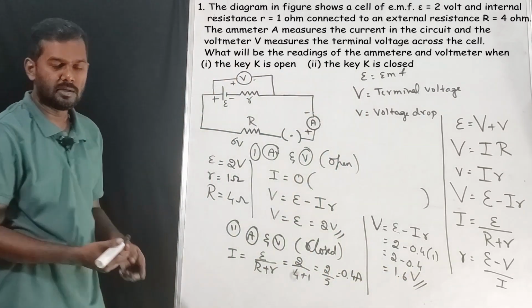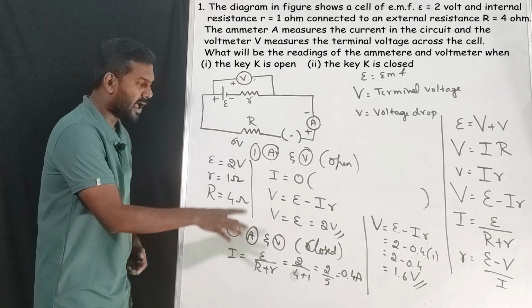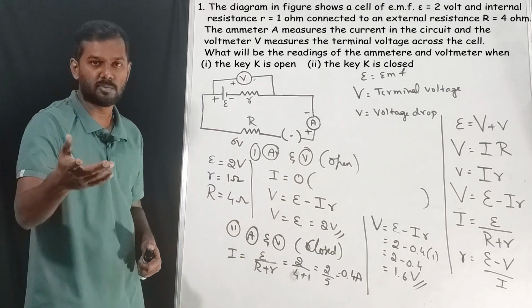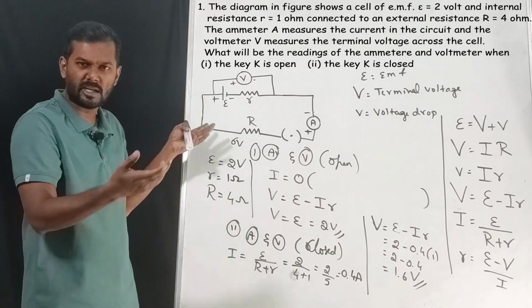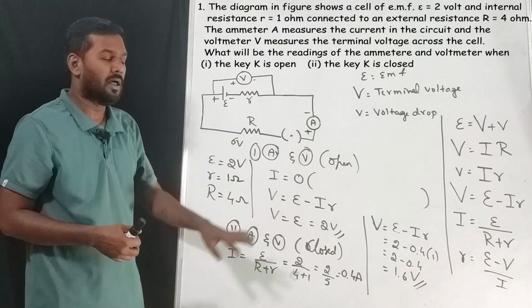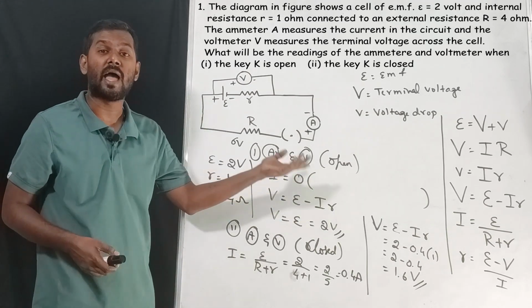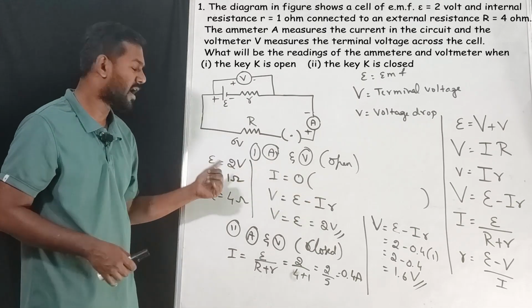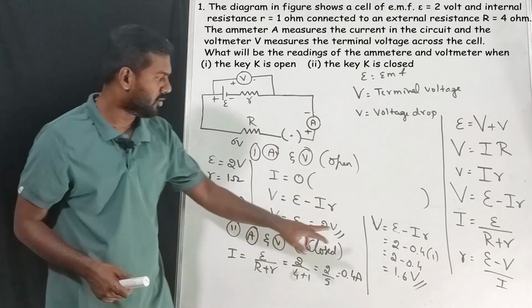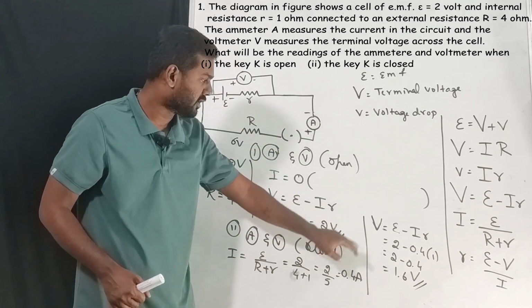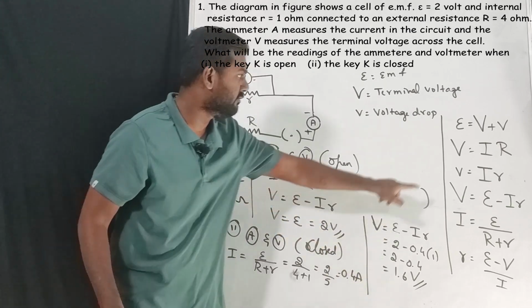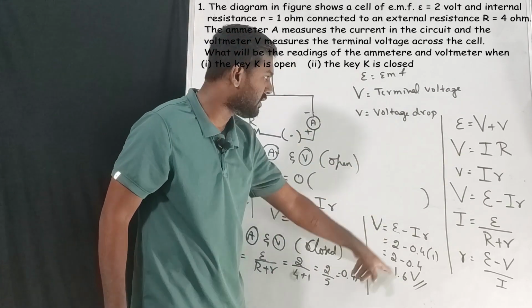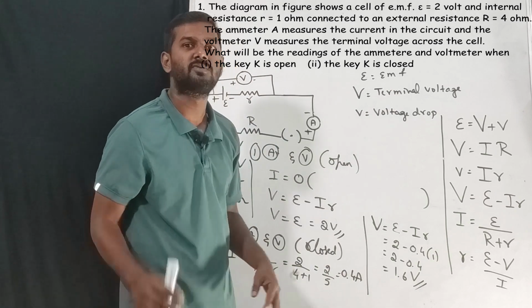I'm telling you again, the values will be different in different textbooks. So you can use any textbook, the method to find the answer remains the same, the only difference will be the values. I told you we have two formulas for terminal voltage. This is one formula and we have one more. Using this one or this one, in both cases we will get the same answer.